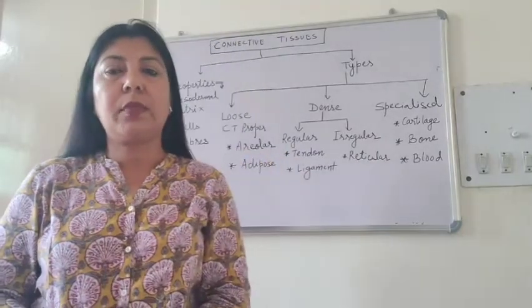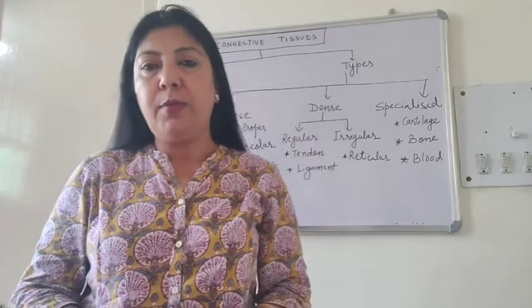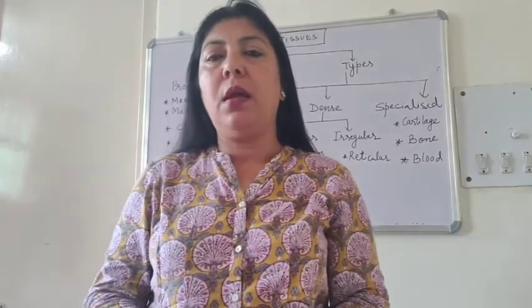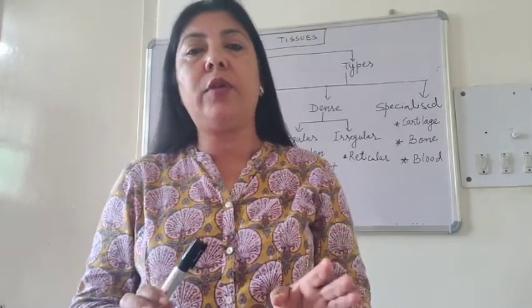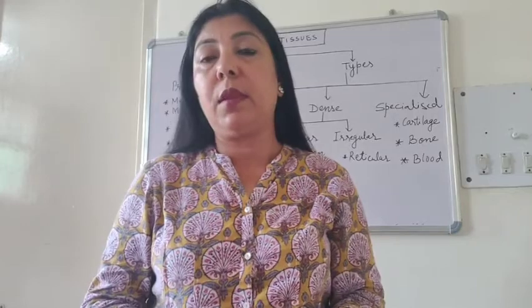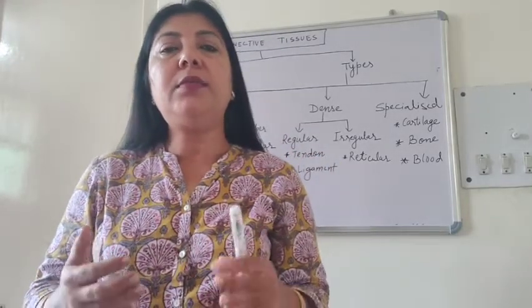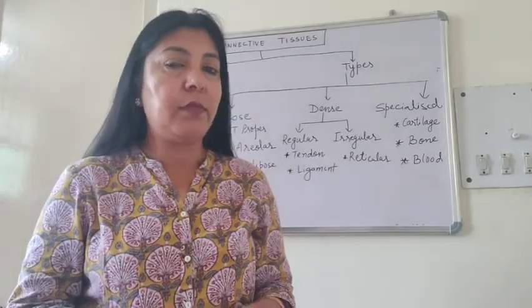Hello students. Today we will study the second type of the animal tissues, and that is connective tissue. Connective tissue is the most abundant type of tissue in our body. We will be studying their different types, but let us first study their characteristic features or properties.